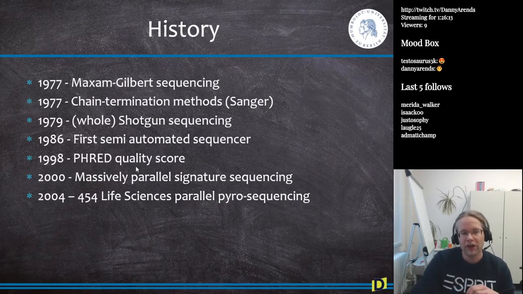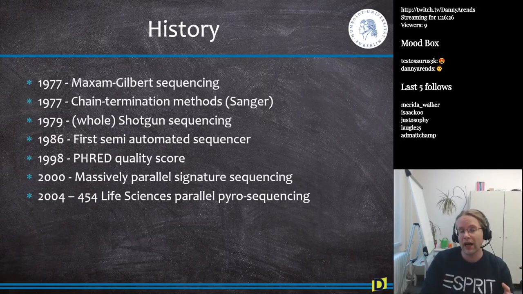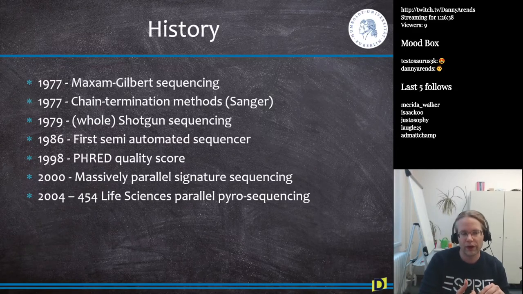In 1998, PHRED scores were developed because, like I told you guys, DNA sequences are called reads. Everything which comes out of a sequencer is called a read, and it does not only have a base pair order, but also every base pair comes with a certainty. This certainty is encoded using a PHRED score. There's a slide about PHRED scores as well, I think.